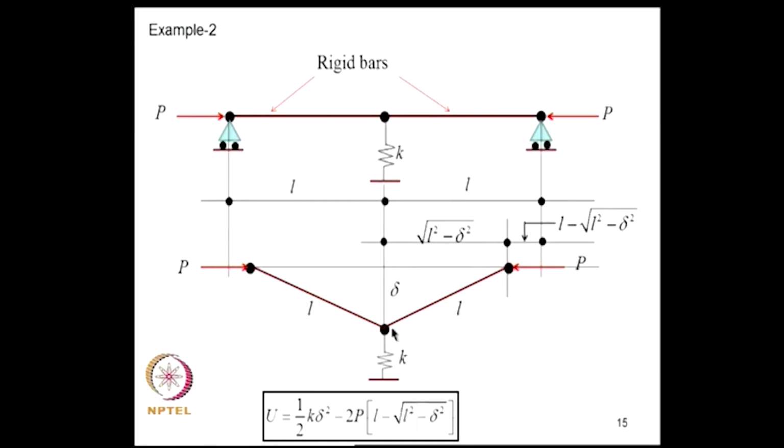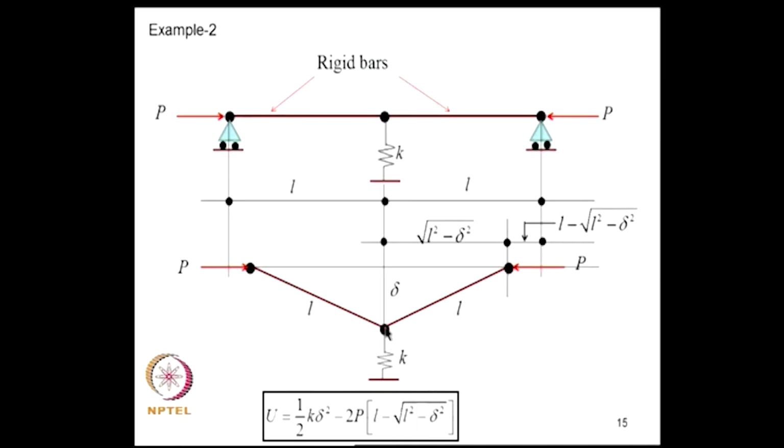So, these loads are now doing work. The work done by P on this system is P into this distance, and on the other hand, because of this motion there will be energy stored in K. So, what is the total strain energy, the potential energy here? Half K delta square minus 2 P L minus square root of L square minus delta square.